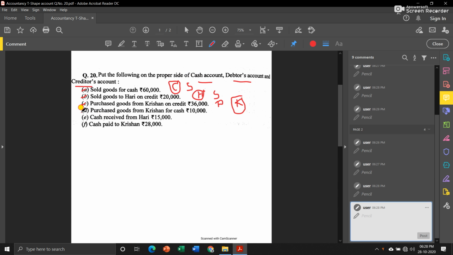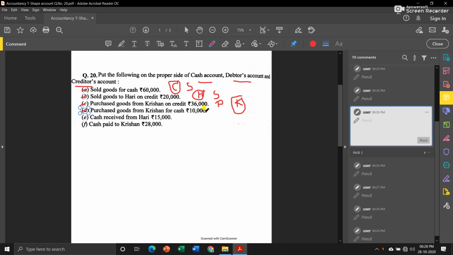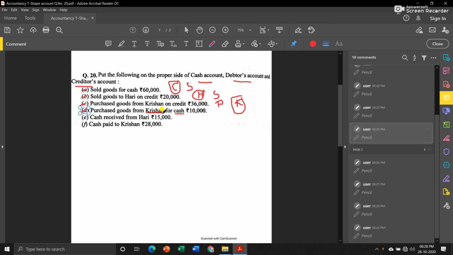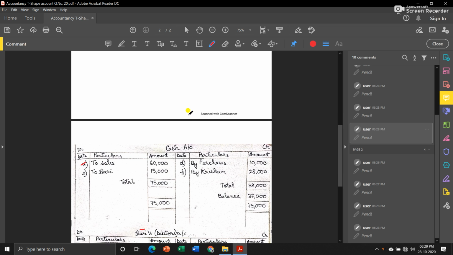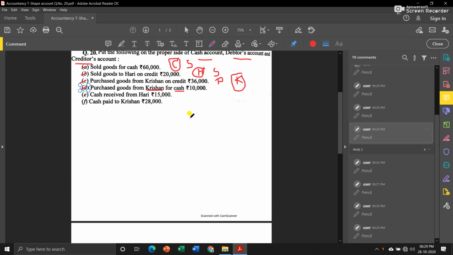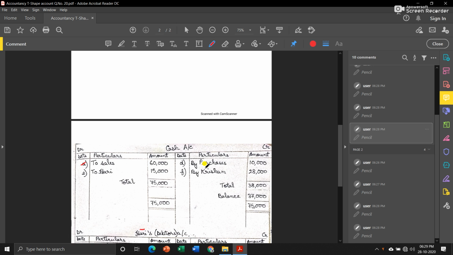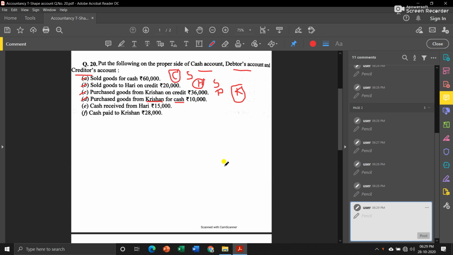Then transaction number D, purchase goods from Krishan for cash. Now in this case we are dealing with cash account and Krishan's account. We purchased goods from him for cash, that means we are paying cash immediately, so cash is decreasing, so we will record it on the credit side, because an asset decrease is recorded on the credit side. We will write by purchases account 10,000.